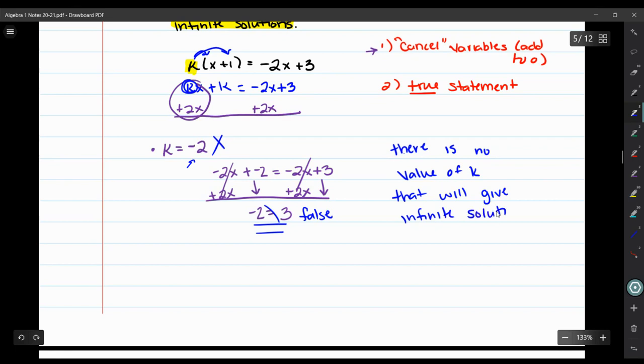That's not a problem. So we have two cases. Your variables add to 0 and you're left with a false statement. That is a no solution. Your variables add to 0 and you're left with a true statement, and that is infinitely many solutions.